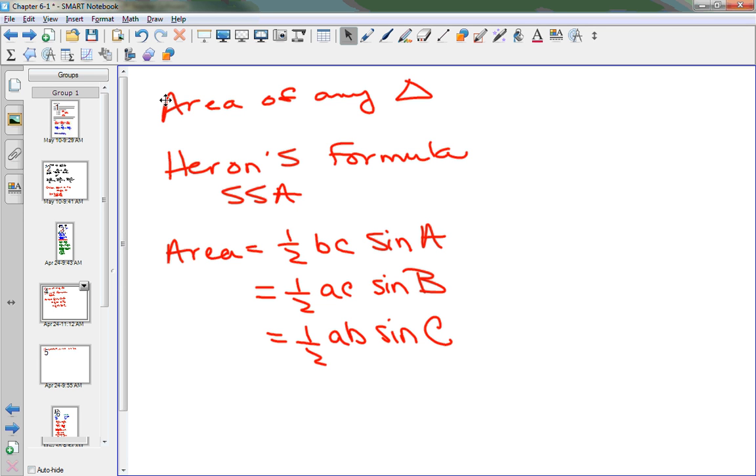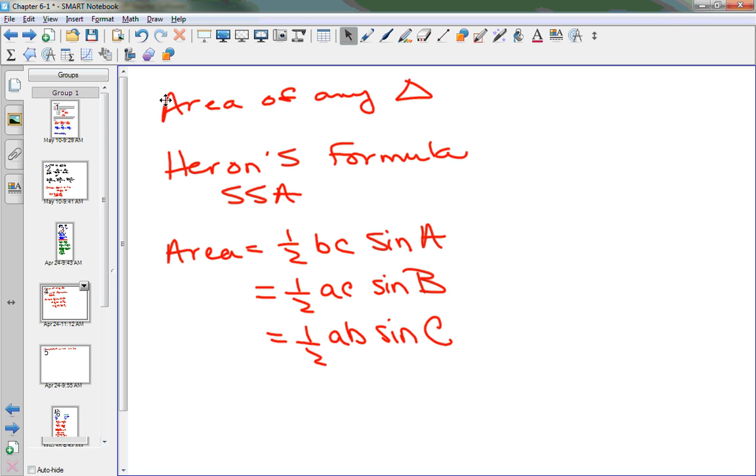It's really not ugly, it's very simple. But again, you have to make sure it's the side-side angle concept. Okay? And if you don't know that, we'll check it out. Look at the pattern of these formulas. They give you B and C. What side is missing? A, which means you use the sine of angle A.